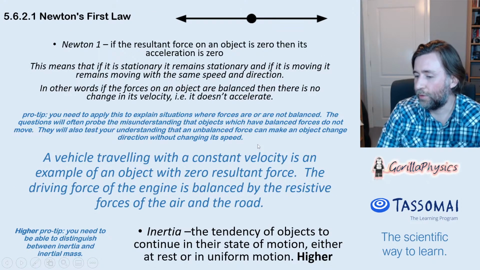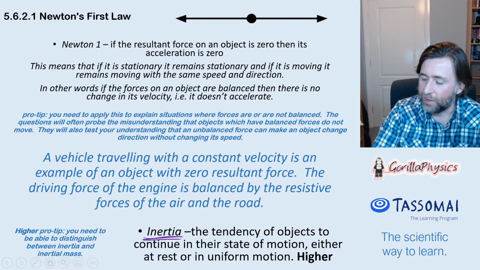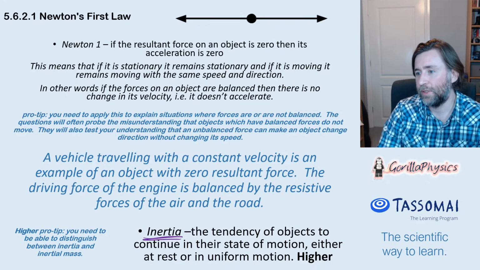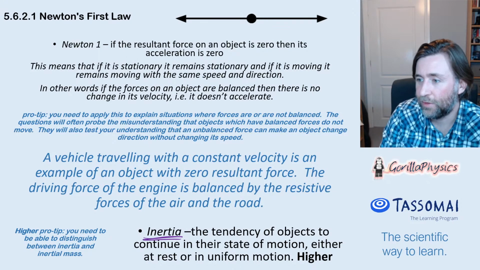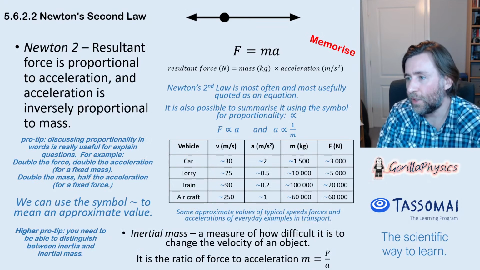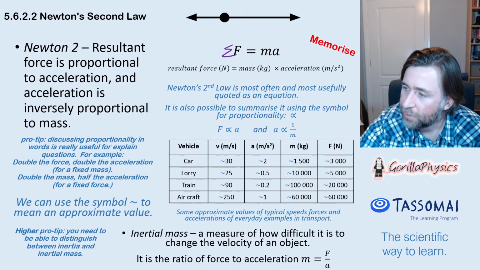So there's a little bit more about Newton 1. It's sometimes referred to as the law of inertia, and inertia is the tendency of objects to continue in their state of motion, either at rest or in a certain speed and direction, uniform motion. Newton 2 is about the resultant force is equal to mass times acceleration.